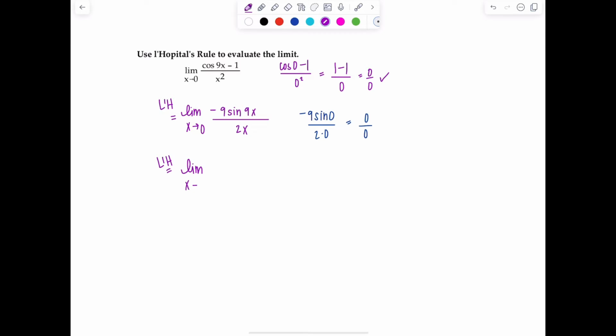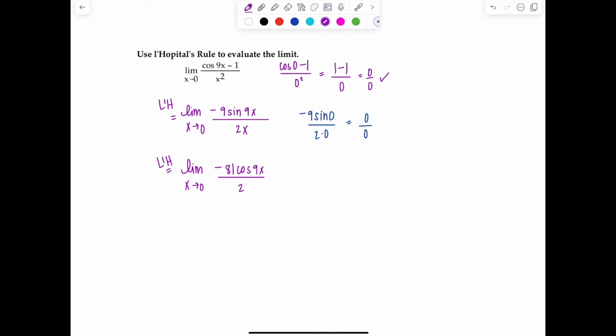So we have the limit as x approaches 0. Let's take the derivative of sine 9x. It's going to be cosine 9x times another 9 because of the chain rule. So I'm going to have -81 cosine 9x in the numerator. The derivative of the denominator is going to be 2.